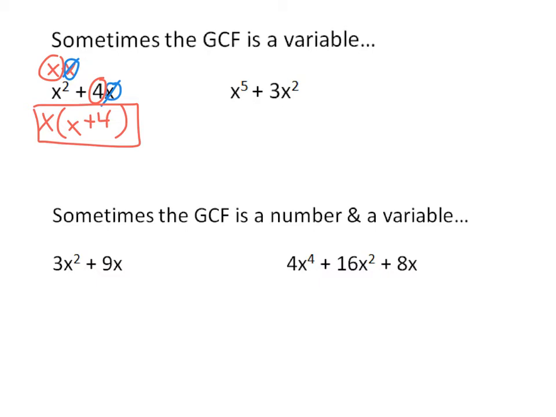The next one, I have x to the 5th plus 3x squared. So again, this time, the variable factor I can take out is x squared.